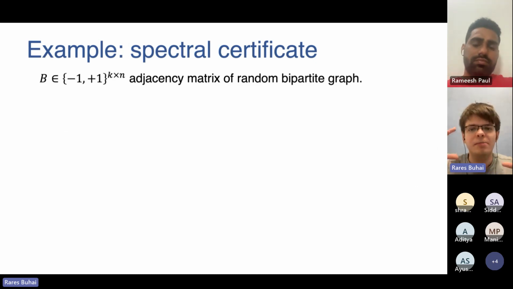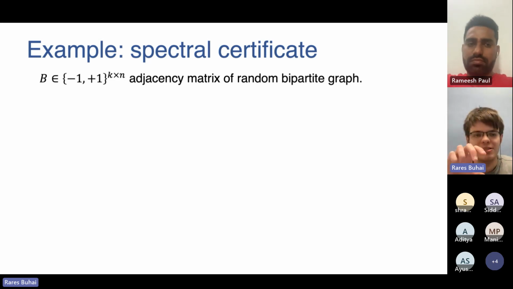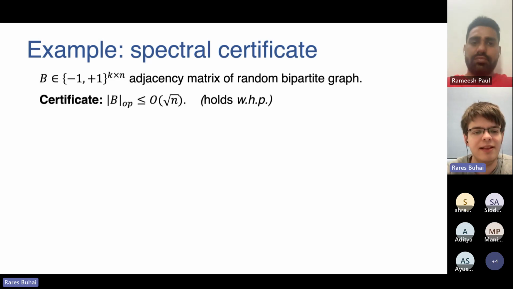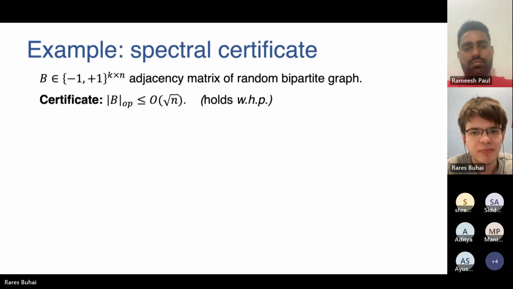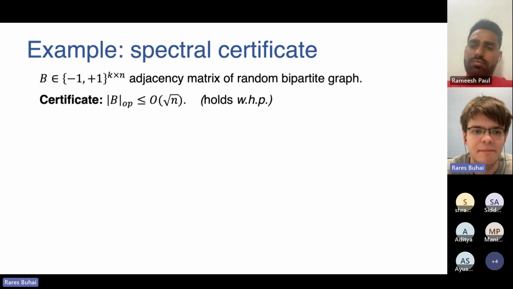Let B be the adjacency matrix of this random bipartite graph. You have a k by n bipartite graph, and this gives rise to a k by n adjacency matrix with plus minus 1 entries, where B of i, j is plus 1 if there is an edge between the ith node on the left and the jth node on the right, and minus 1 means that there's no edge. The certificate that I want to use is that the spectral norm of B is at most root 10. You can check that for a random bipartite graph, this actually holds with high probability.